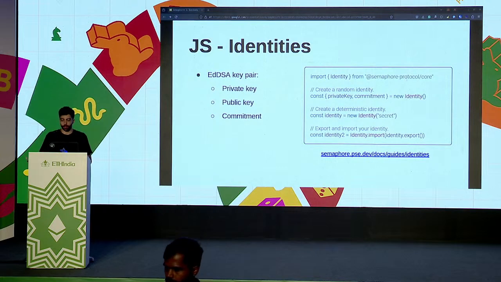Semaphore uses 256 bits. It's pretty small. The public key represents a point in the curve, with X and Y. And the commitment is like the Ethereum address. It's like the hash of the public key. So why do we need a commitment and cannot just use the public key?